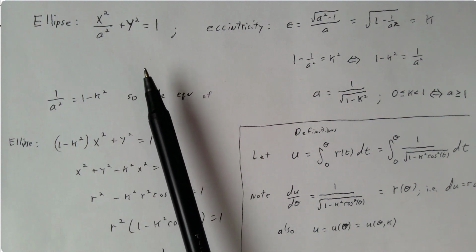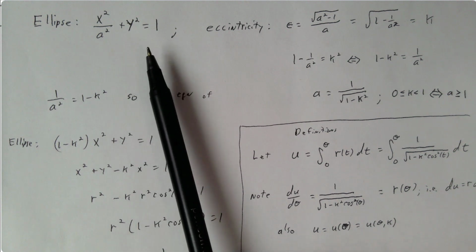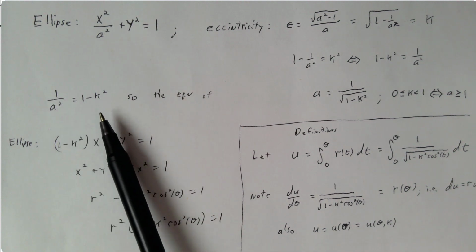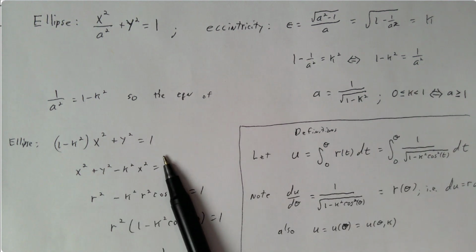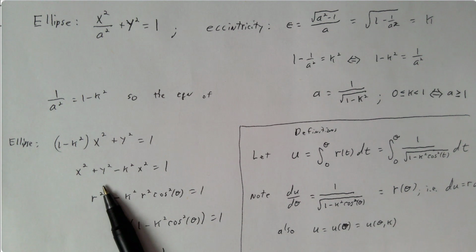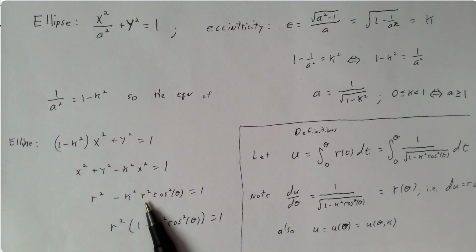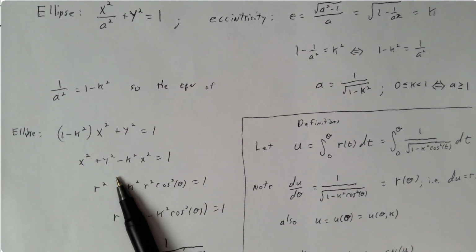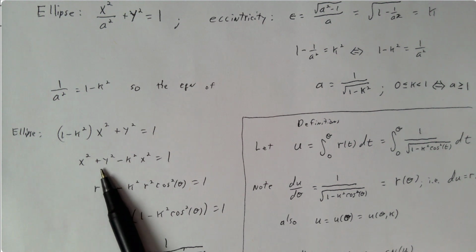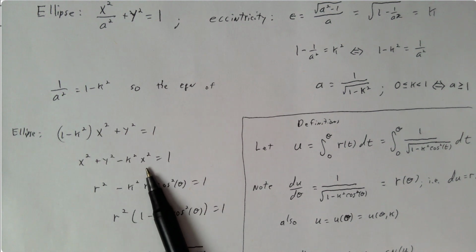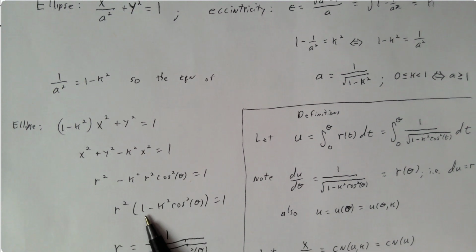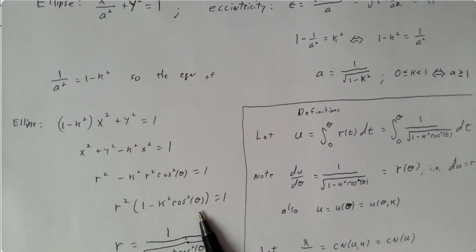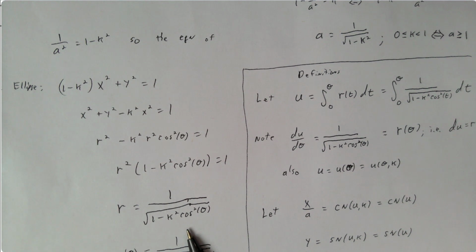So let's solve for r. There's the equation of the ellipse. 1 over a squared is 1 minus k squared, as we saw right here. So the equation of the ellipse is given by this. And if you distribute, I've got x squared plus y squared, which I just turn into r squared, and then the k squared times x squared, which is r cosine squared. So there we go. Factor out the r, and then we can solve for r in terms of theta.